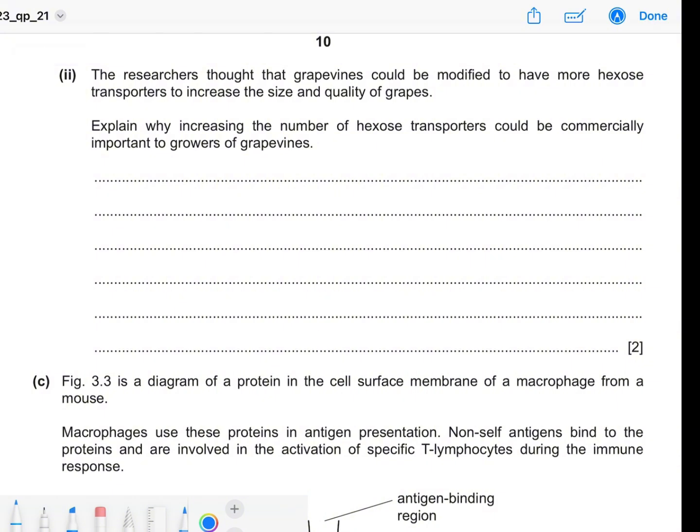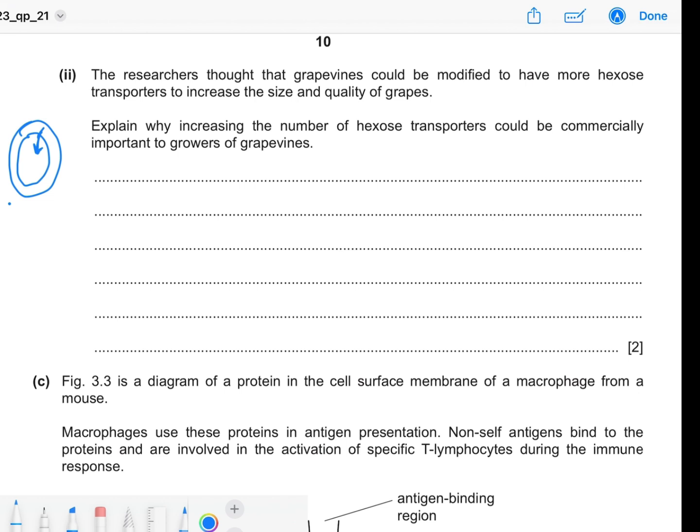Part 2, the researchers thought the grape vines could be modified to have more hexose transporters to increase the size and quality of grapes. So here they are suggesting that once sucrose has been converted to glucose and fructose, it needs the transporter proteins to move into the cytoplasm. If you increase the number of transporter proteins, that means, of course, a greater number of glucose and fructose molecules can enter the cytoplasm, and it can then be tasted by the person who will ingest this grape.